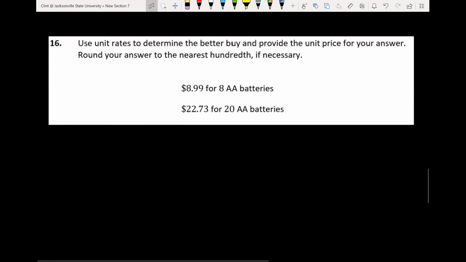Okay, let's look at number 16. These next few are pretty practical, so hopefully they won't be too confusing to you. Okay, so number 16 says use unit rates to determine the better buy and provide the unit price for your answer. So if we want the unit price, that means we want the price per item. Anytime you see the word per, that tells us we're going to divide something. Here we want the price per AA battery. We want to figure out how much it costs just for one AA battery.